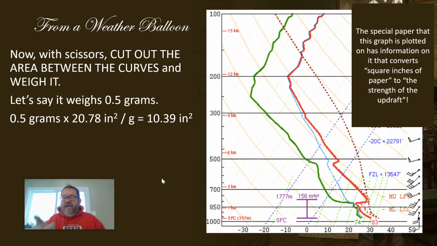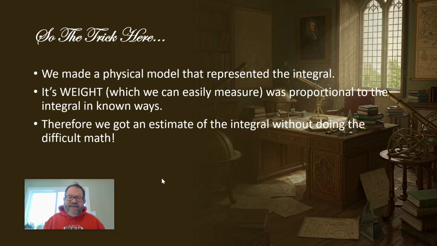But it would actually, on the piece of paper that they had printed the skew T log P diagram on, have the information on there, like how to convert from square inches to the strength of the updraft. And it was just proportional. It wasn't a hard calculation. They literally just multiplied it on a slide rule or something like that. This is crazy. So what did they do here?